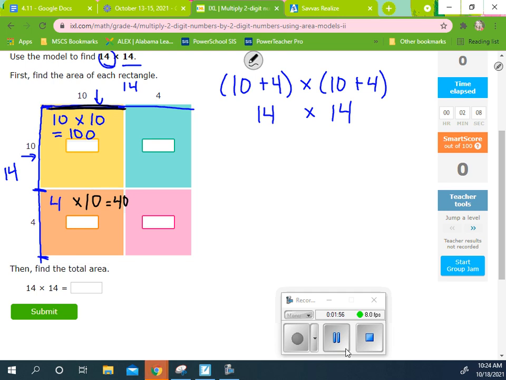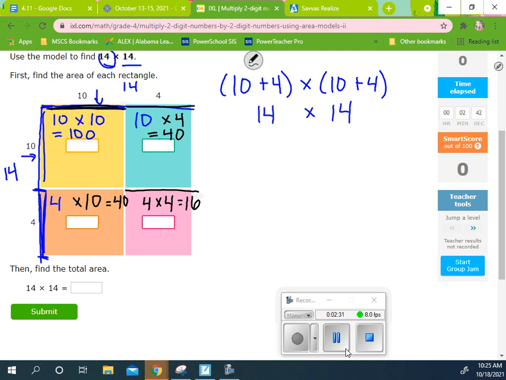And then for this section, I have 10 groups of 4. So I'm going to say 10 times 4. 10 groups of 4 is equal to 40. Or I can count, I have 10 fours, so I can add 4 together 10 times. Either way, I'm going to get the same answer. And then I have 4 groups of 4, because this section's 4. So I'm going to say 4 times 4 is 16.